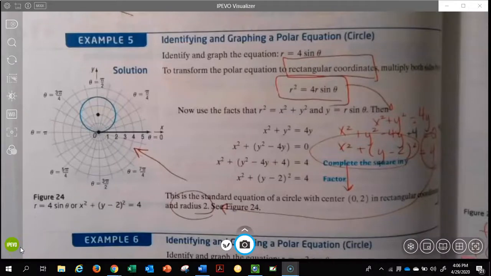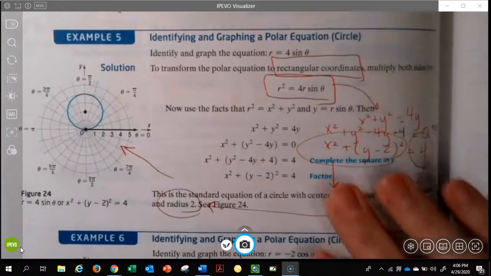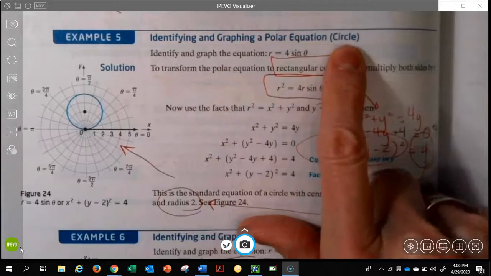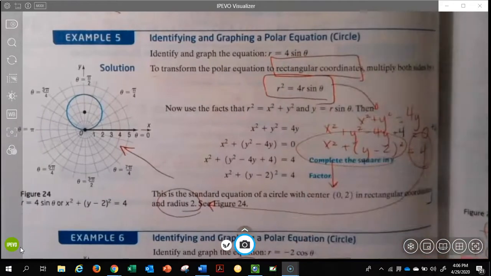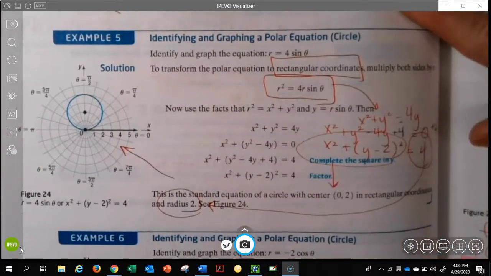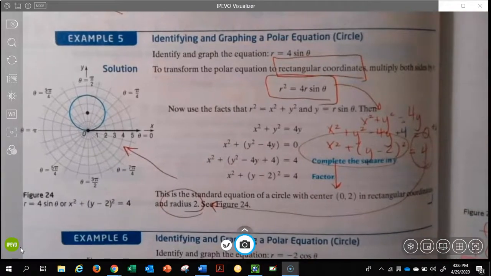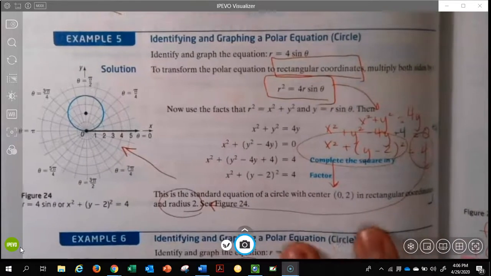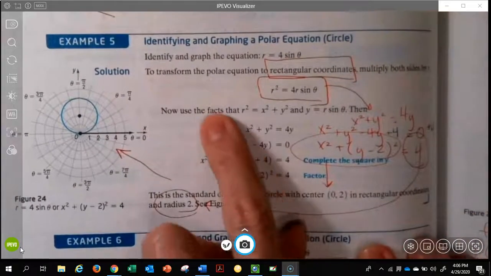We are in section 9.2. We are looking at example 5. Example 5 asks us to identify and graph a polar equation, and it gives us a heads up. It's going to be a circle. I won't give you the heads up on the test, but right now let's look at the process. Let's think through some of the things we've already seen and talked about.